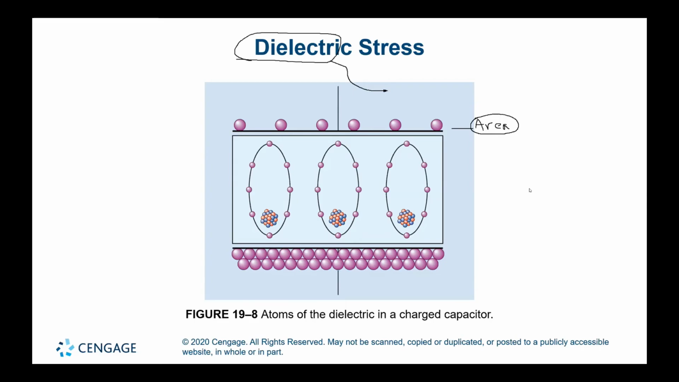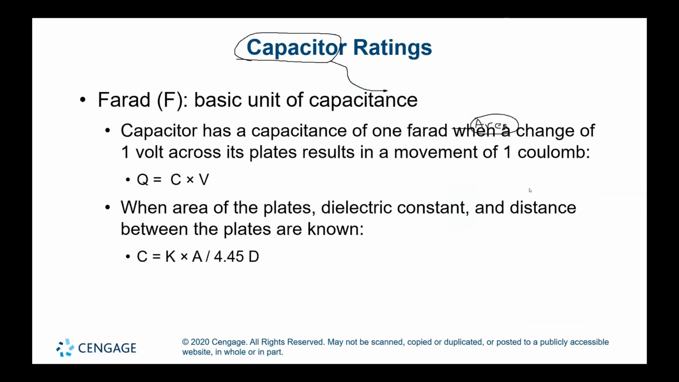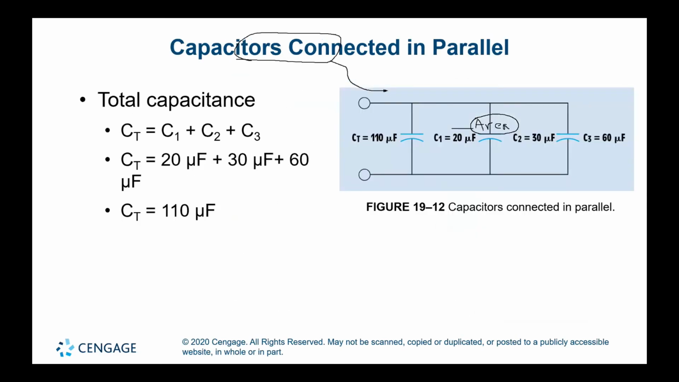Now, let's move into calculations, guys. Calculation time. So when we have capacitors connected in parallel, and this is very straightforward, capacitance in parallel is calculated by adding all the capacitors that we have connected in parallel.